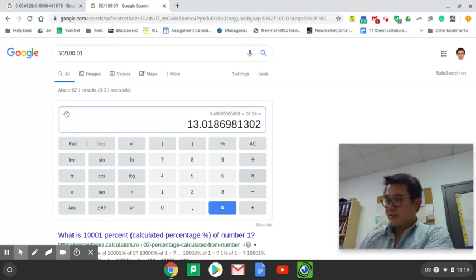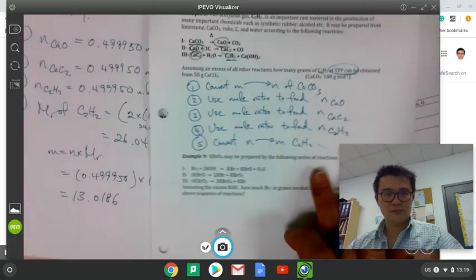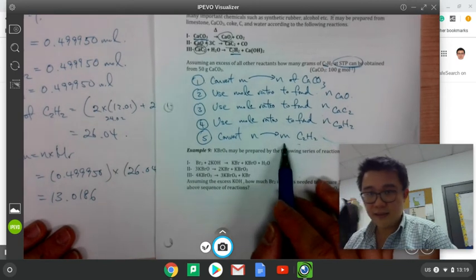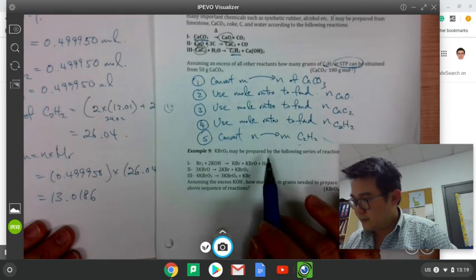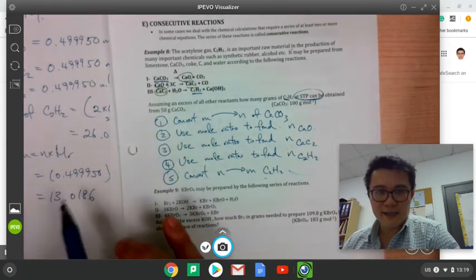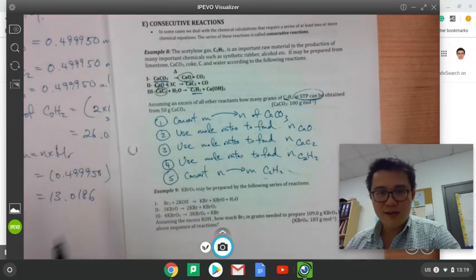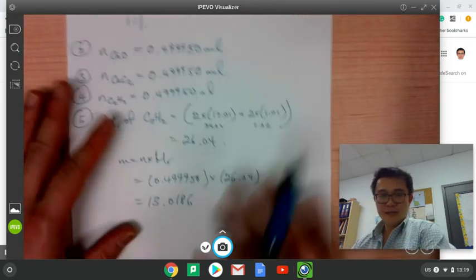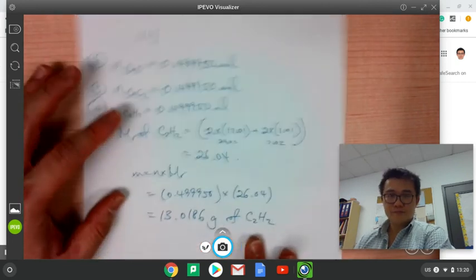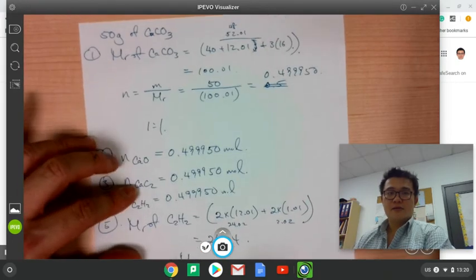13.0186. Okay, so that's the mass of the acetylene. Now I know if you do sig figs, it's 1 sig fig. That's ridiculous, but we're just learning the concept. And on the test, we're not going to give you silly numbers like that. So that is the mass of C2H2. So again, look through this carefully.